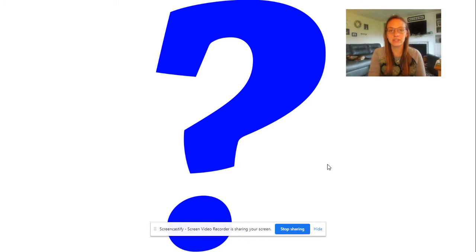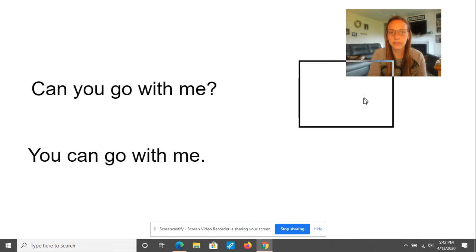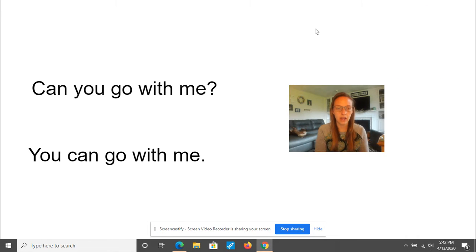Okay, so I have a few examples here of some sentences. And the first group of sentences are right here beside me. Can you go with me? See, there's a question mark right there, so my voice goes up at the end. Or, you can go with me. Which one is the question sentence? Is it the top one or the bottom one? It's the top one. It starts with an uppercase letter. It asks a question, can you go with me? And it ends with a question mark.